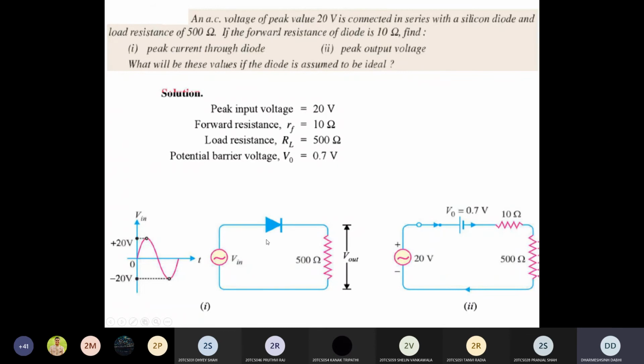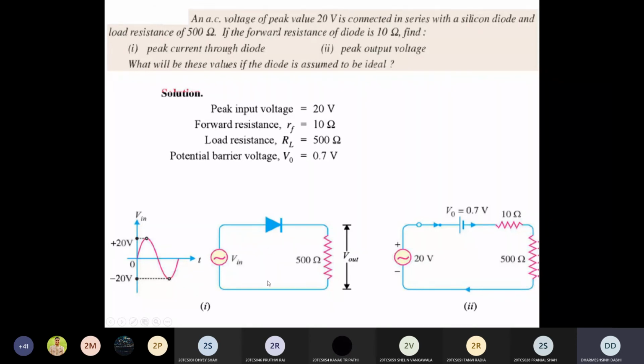So this is the circuit diagram. You can see the AC supply, peak voltage applied 20 volt, load resistance is 500 ohm. So you can connect it here. This is the supply, and in series we connect the diode. Clear? Now the resistance of the diode is 10 ohm, that is RF, 10 ohm. Peak input voltage is 20 volt. Here RL, the load resistance, is 500 ohm. So here you provide the sinusoidal voltage with peak 20 volt.